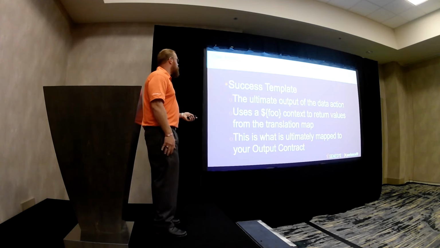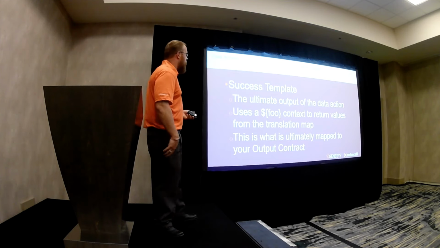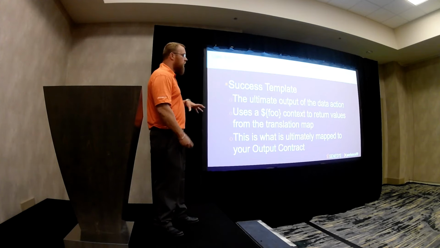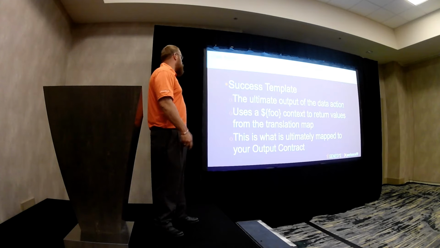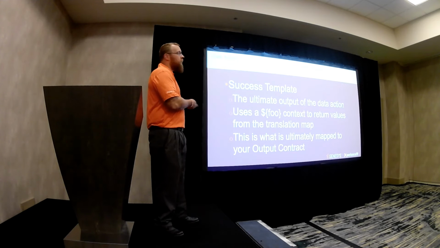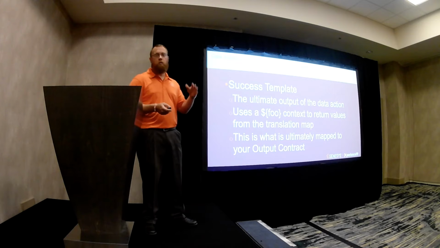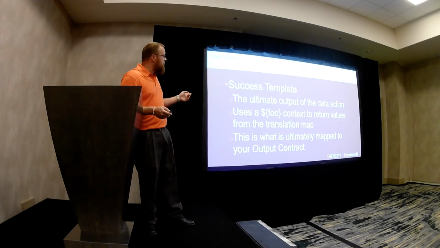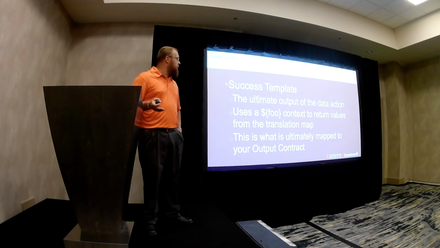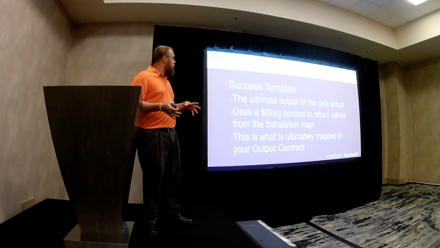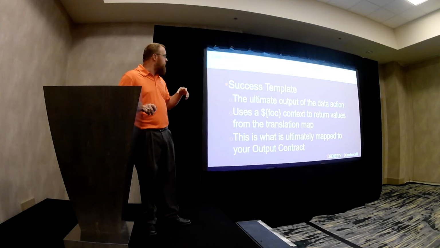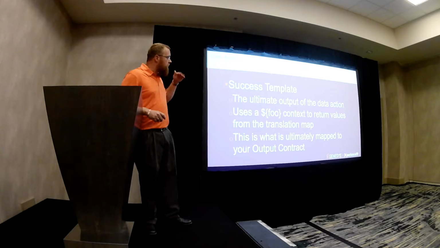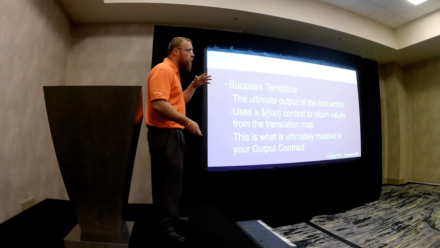And then lastly is our success template. So this is a mechanism for building out the entirety of that output form. So this is ultimately what our output contract is. There should be a one-to-one relationship between the success template and what we're sending to the output contract. But this is where we're able to take different pieces of our translation map and substitute them into something that's a little more complete.